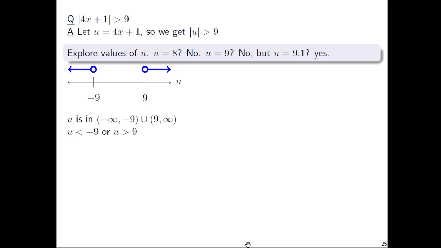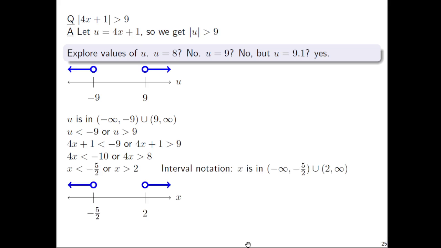But now that we've solved for u, we're not done. We need to replace in this line every u that we see with 4x plus 1. So we'll have 4x plus 1 is less than negative 9 or 4x plus 1 is greater than 9. Subtract 1 on both sides of both inequalities. We'll have 4x is less than negative 10 or 4x is greater than 8. Now divide by positive 4 on both sides of both inequalities, and we'll get x is less than negative 10 fourths, which reduces to negative 5 halves, or x is greater than 2.